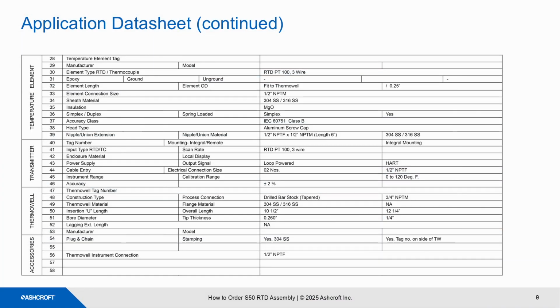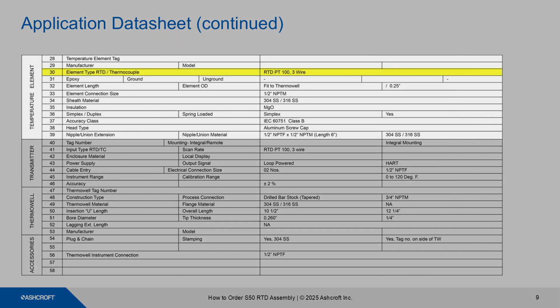Right, so the next section of the ISA datasheet that we'll look at is the one for the temperature element itself. In this case, it is an RTD probe. The length of the probe is fit to thermowell, which is commonly done. You design the thermowell for the application and you fit the probe to the thermowell. It is a 1/4-inch diameter probe that's going to be used. And simple things like the material and the accuracy class that is required.